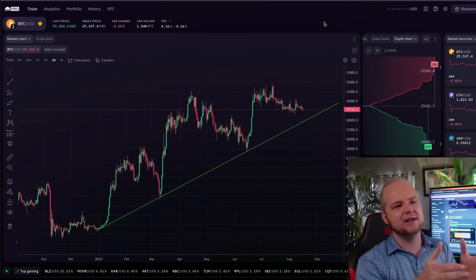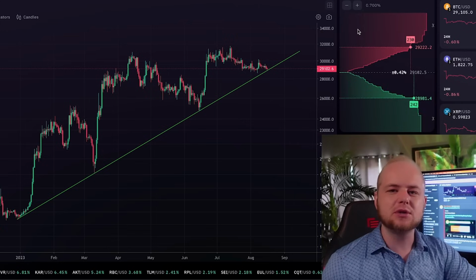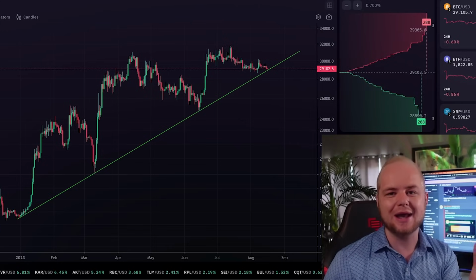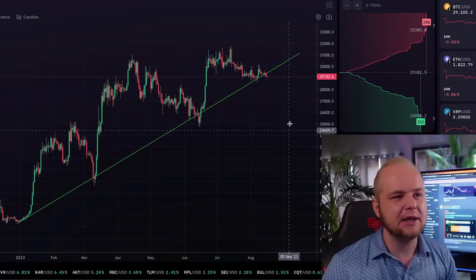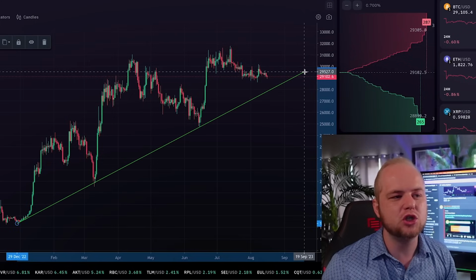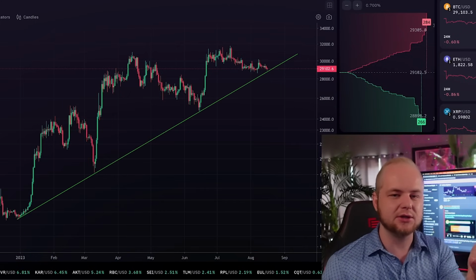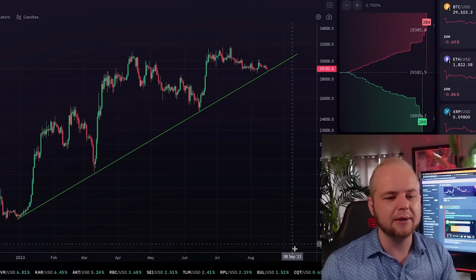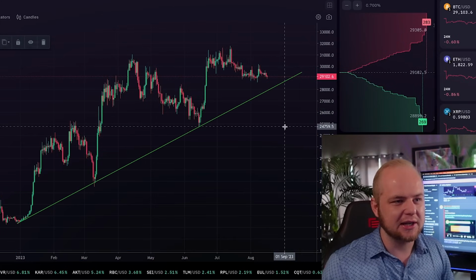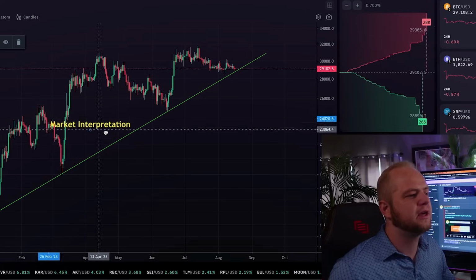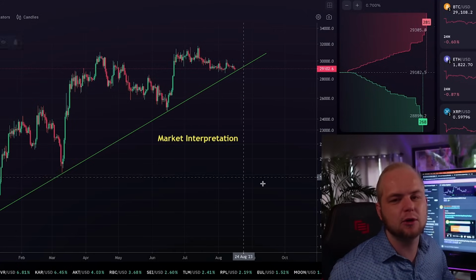Getting into the content here, getting into the discussion, if I was going to ask you guys which trend line is correct, the log scale trend line or the linear scale trend line, which one would you say it is? If your answer was log scale trend line, you are wrong. If your answer is linear scale trend line, you are also wrong. The key word here is market interpretation.